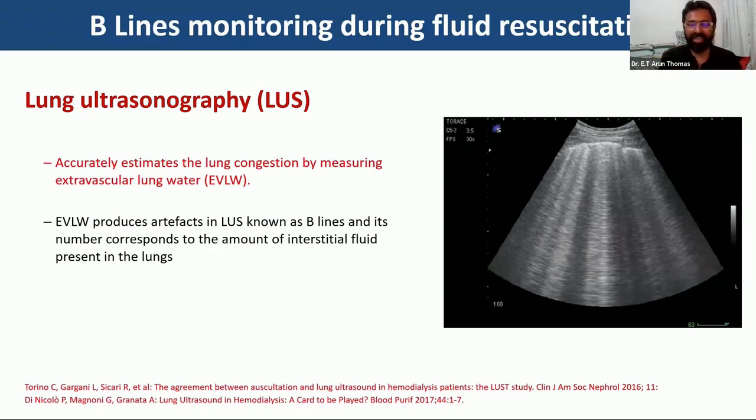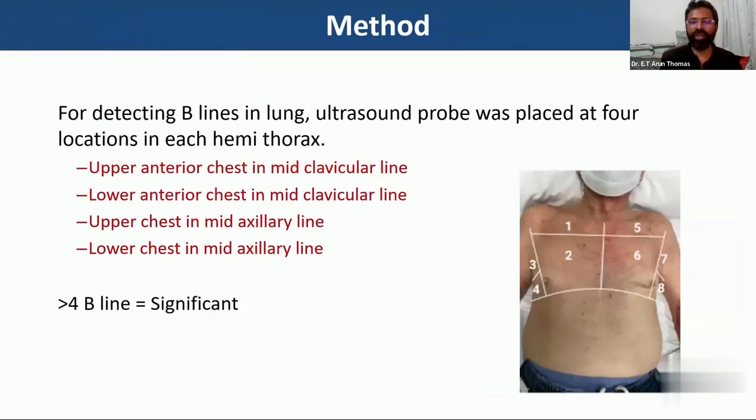Restrictive fluid resuscitation means that after every 200 ml, you reassess the patient. And how to look? You can divide the chest into 4 regions: upper mid-clavicular line, lower mid-clavicular line, upper mid-axillary line, lower mid-axillary line. So we get 8 areas.